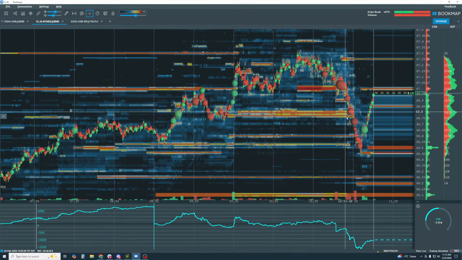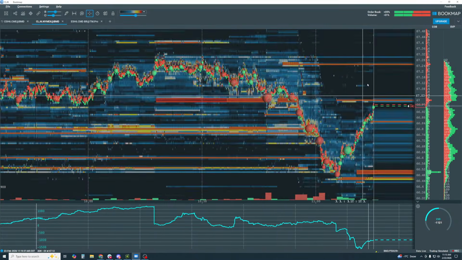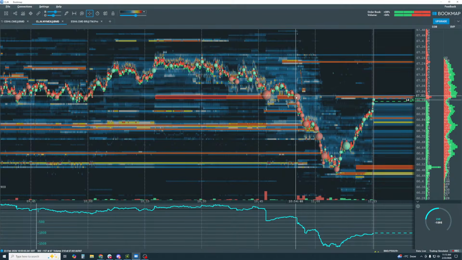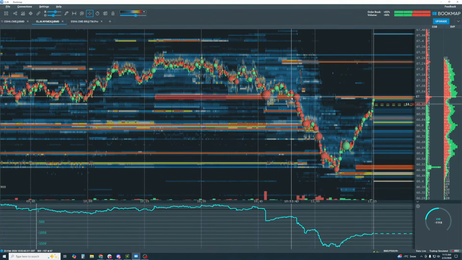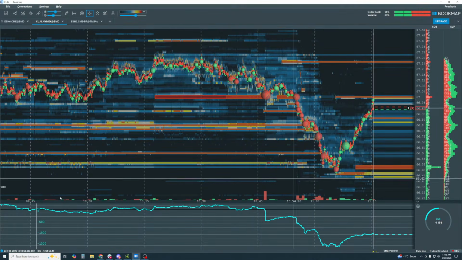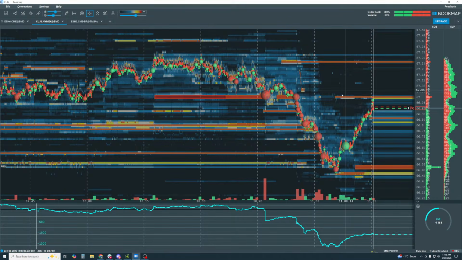Actually, we see a real big pullback here in crude right now. Okay, but now you can see the buyers coming right back in. So now crude is trading up to this 67 level here. Okay, same idea here in crude. We haven't looked at crude in a long time too.